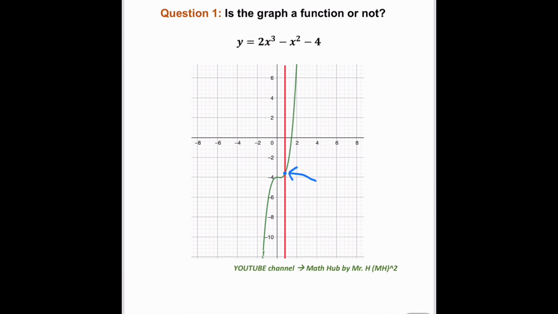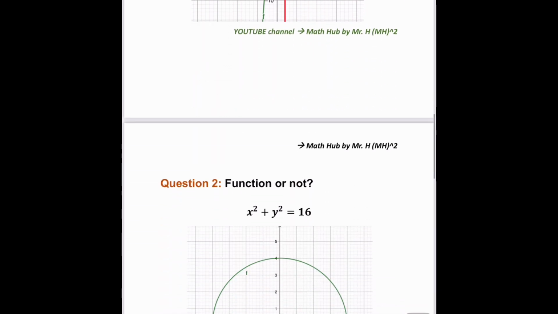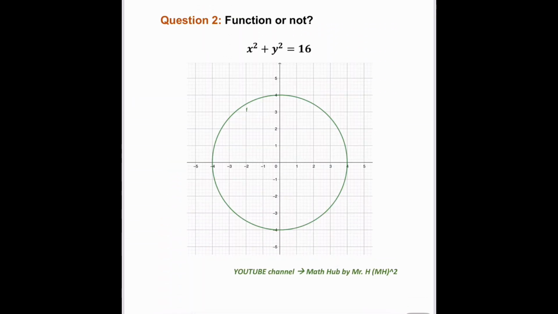So from this, we can say that the graph of y equals x cubed minus x squared minus 4 is a function. Let's move on to the second example. So as you can see here, there's a graph of a circle, right? And this is a graph of x squared plus y squared equals 16.